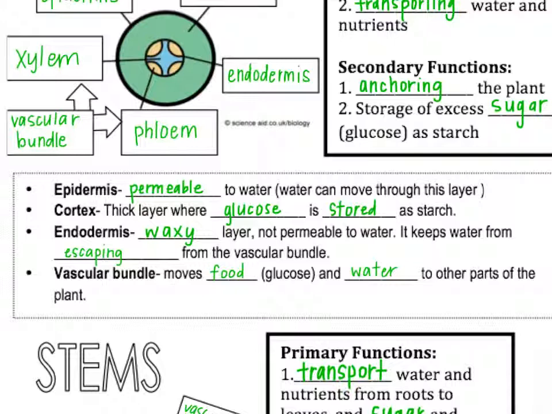The best way to remember that I know is remember the ph makes an F sound, so phloem moves food. That's the easy way to remember. Xylem, I don't really know a way to remember that moves water, but if you remember phloem and food, then you can remember xylem as the other one, and it transports water.